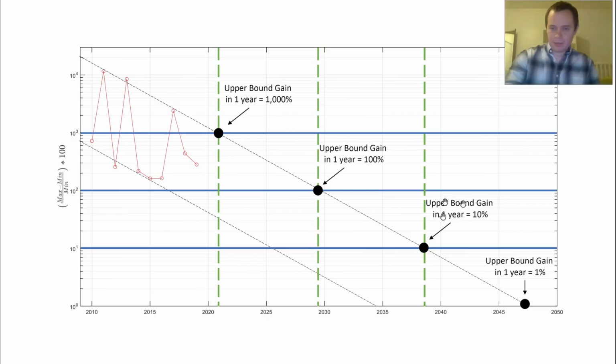So let's extend it even further. If the cycles continue to get longer and longer, the next one might be occurring around 2040, and it might correspond to an upper bound gain in 1 year of around 10%, plus or minus a few percentage points. And you can see that if we were to extend it out even further to, say, 1%, that might occur in 2047 to 2048. I mean, that's 30 years from now.